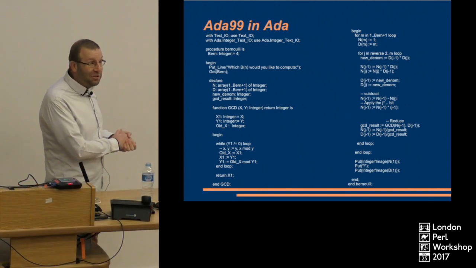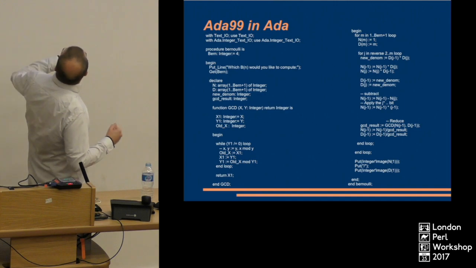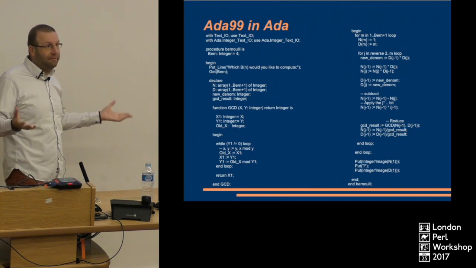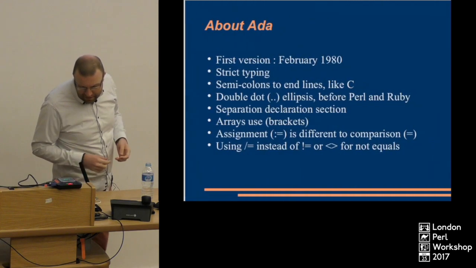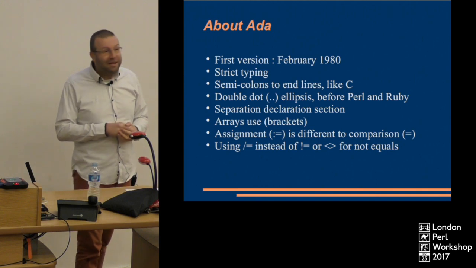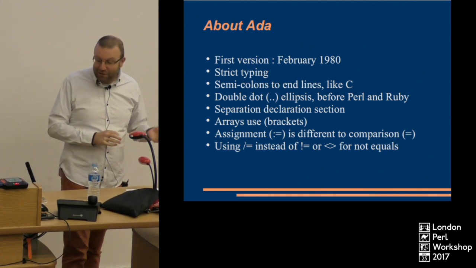It's a bit bigger, as you can see, than the JavaScript version, and that's to be understandable. You can see a few bits in there, which you don't have to worry about in JavaScript. Notably, you've got a lot of strict typing. You've got semicolons to end lines, just like C does. Fantastic invention, that one. Double dot ellipses.